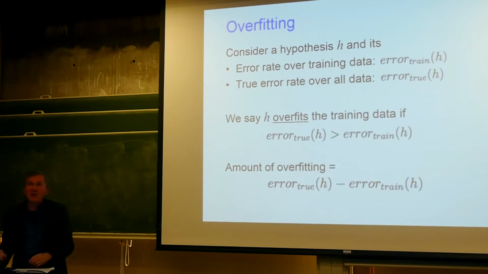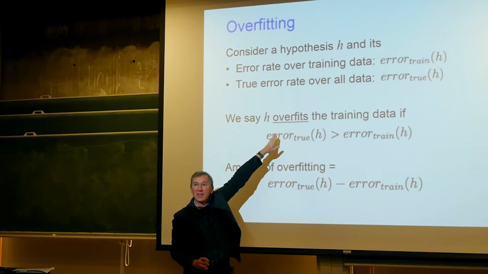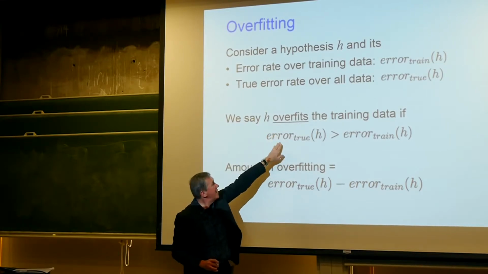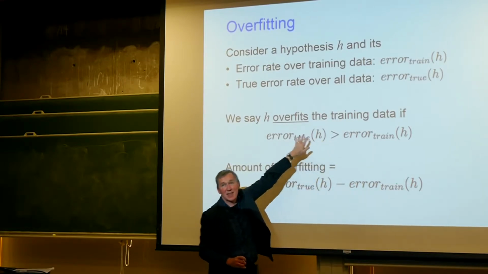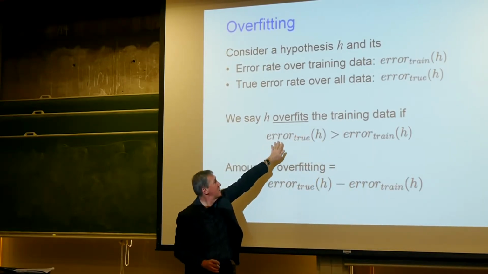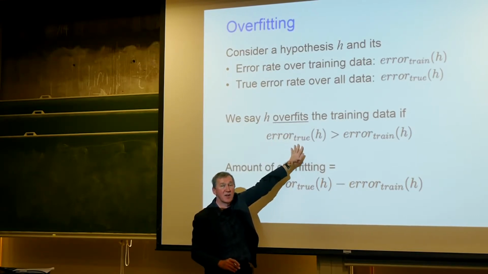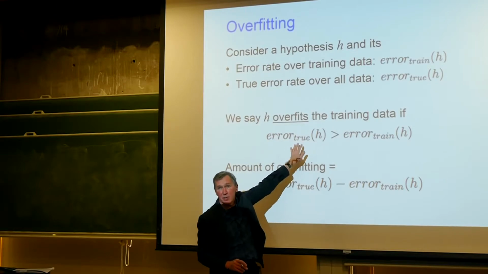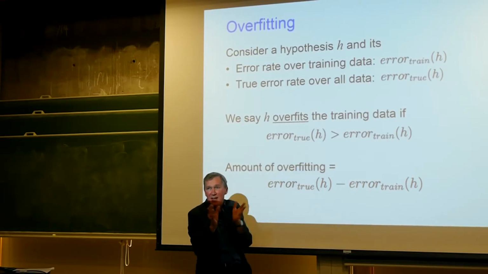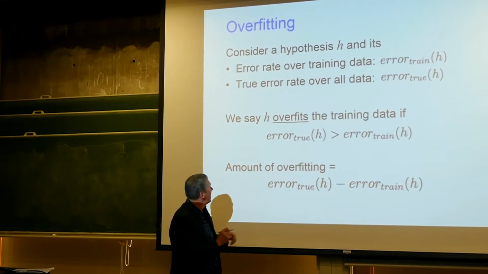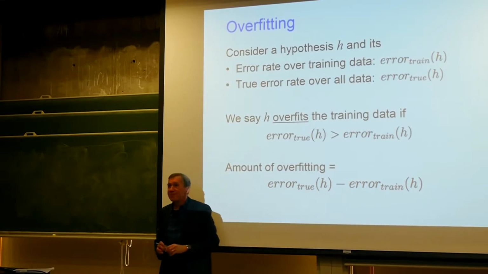And in particular, to be precise, we'll say that some hypothesis overfits the training data if its measured error on the training data is actually less than its true error, which we would measure if we consider the error rate over the entire distribution of examples, from which the training data is just a little sample. And furthermore, we could say the amount of overfitting is how different those things are.